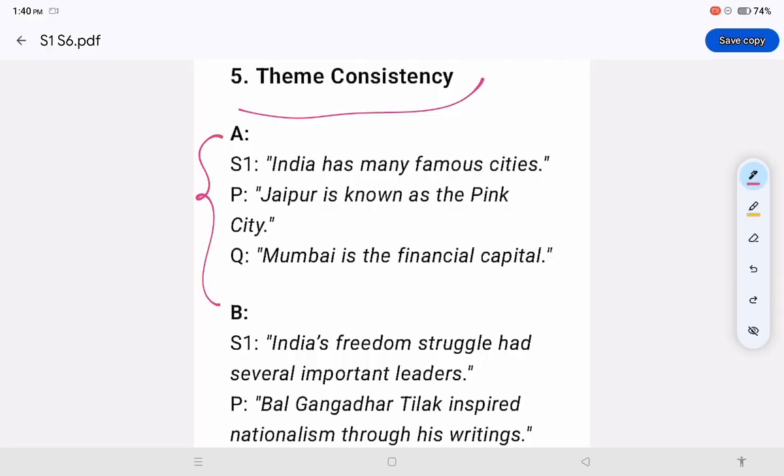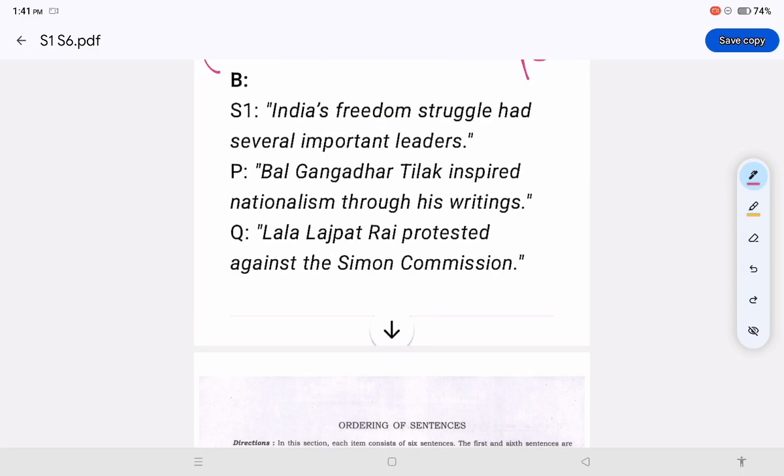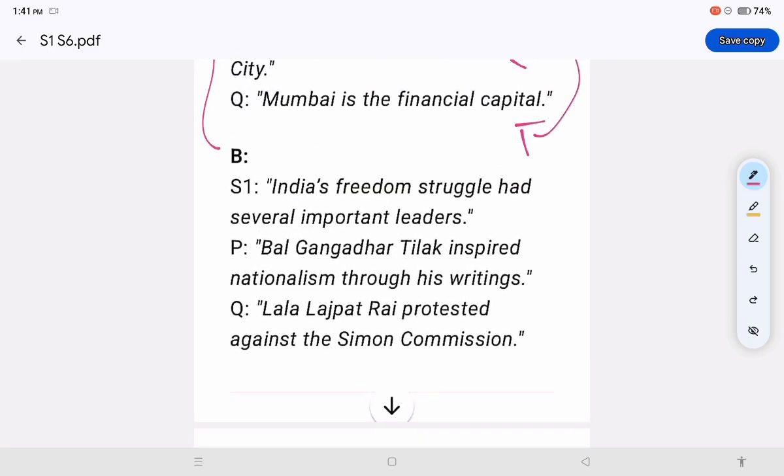Starting easy with an example. India has many famous cities. Jaipur is known as the Pink City. Mumbai is the financial capital. So you see, you're talking about famous cities first and then describing a few famous cities. The theme is consistent. Now, let's check some complicated examples.